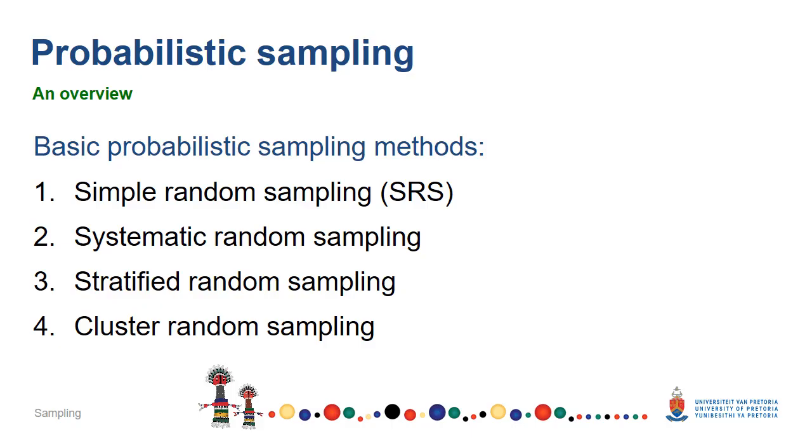With regard to the probabilistic methods, we're going to describe 4 in this slideshow: simple random sampling, SRS, systematic, stratified, and cluster random sampling.